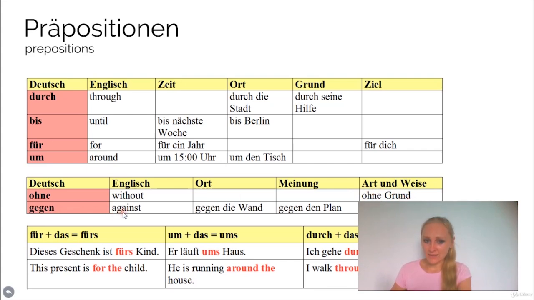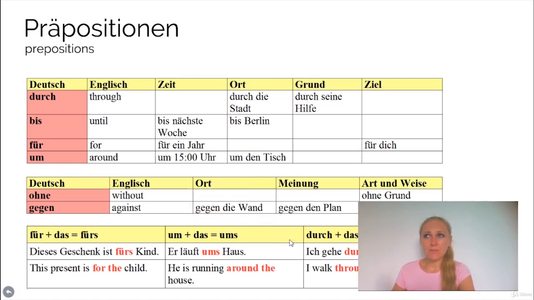Gegen means against. If it's about a location, gegen die Wand, we say he drives against the wall. We don't say he drives into the wall or anything different. This is how we say it in German. So if you drive into the wall, we say gegen die Wand, which means against the wall. Here die Wand is the wall, and it's the accusative object, again because it's standing right after the preposition gegen.